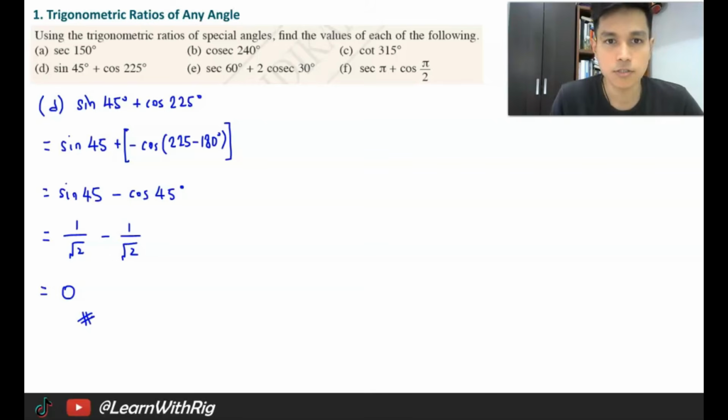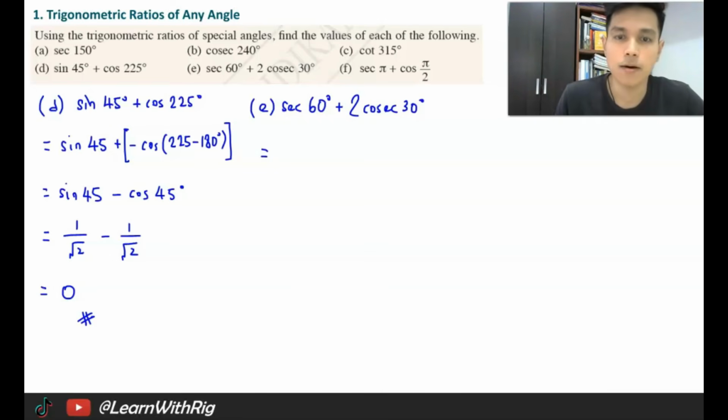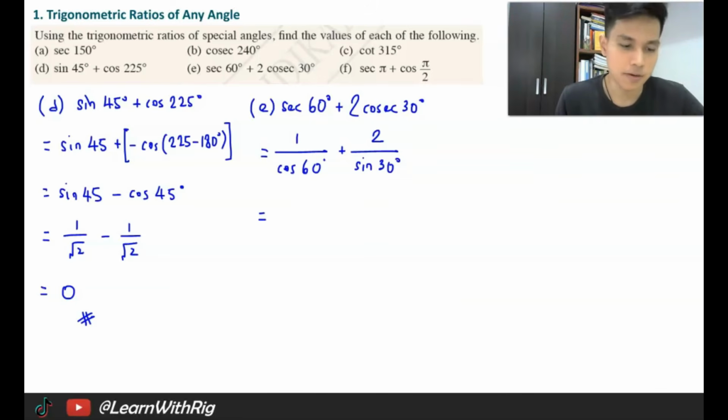Okay, question E. Secant 60 plus 2 cosec 30. So first thing, change it to the basic three. So 1 over cos 60 plus 2 over sine 30. There's really nothing to change. Both of them are already acute angles, so you can just straight away use your calculator. You will get 2 plus 2 times 2. Answer is 6.